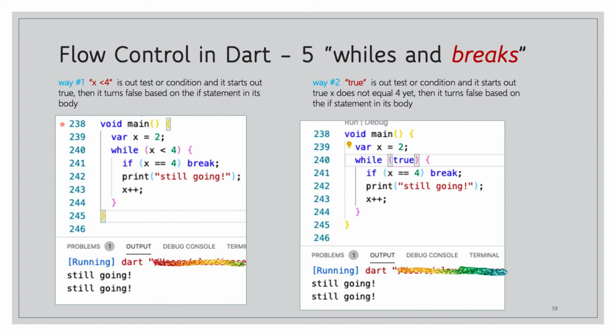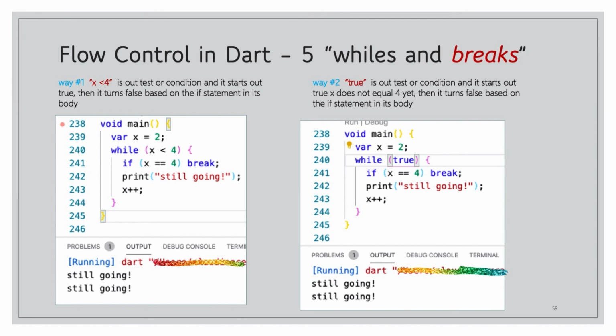It doesn't, so it prints still going. Then it increments. Now it's 3. Is x less than 4? It is. Then we test it inside the if. Does x equal 4? No. So it prints, still going. Then it increments. Now it is 4. Is x less than 4? No. It breaks.